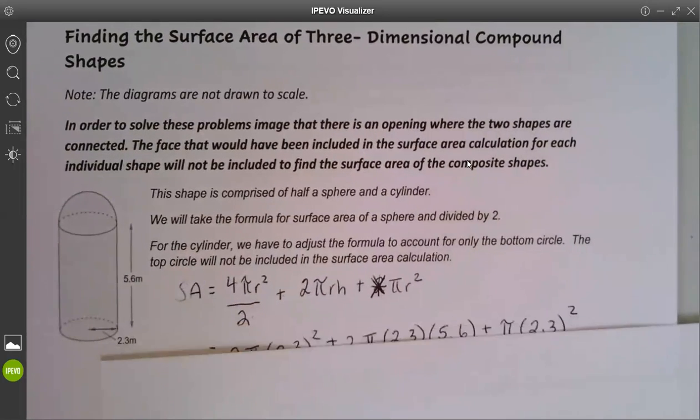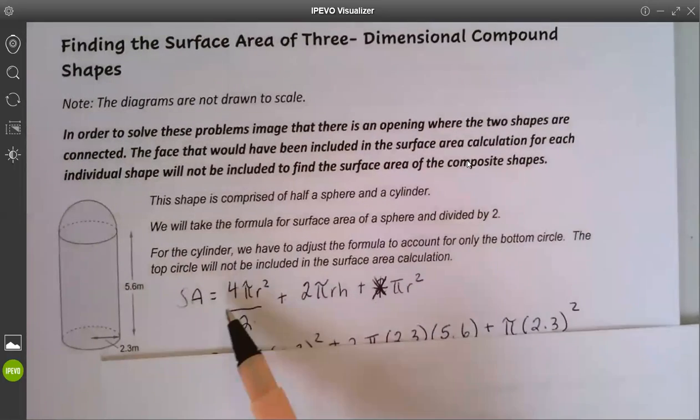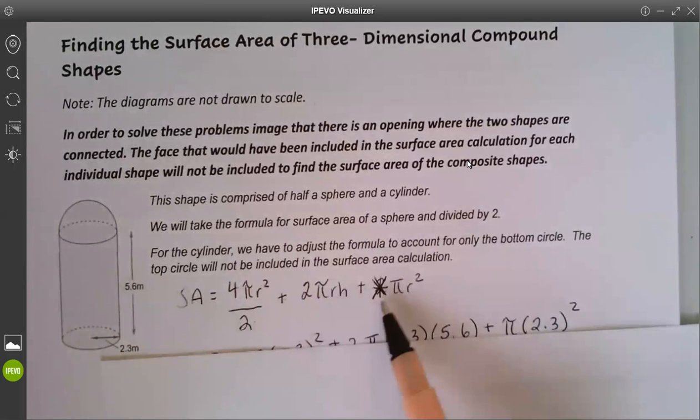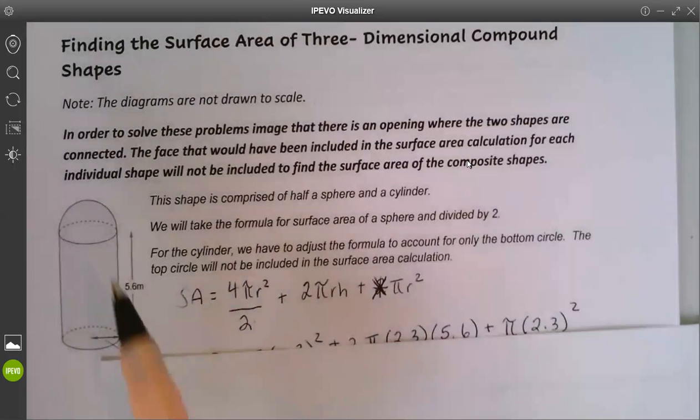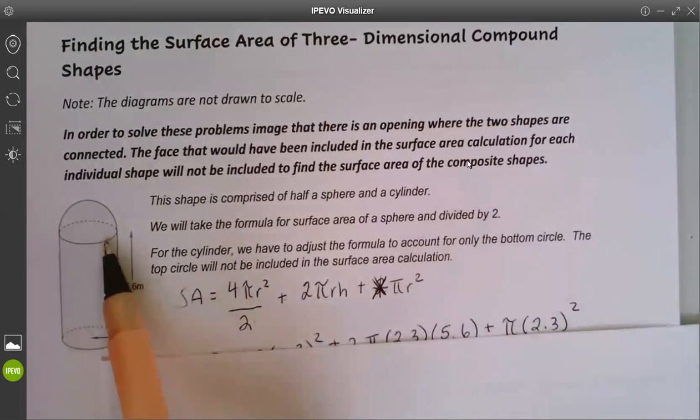I've already started here. We're going to take the surface area of a sphere, which is 4 pi r squared, but because we only have half a sphere, we're going to divide by 2. Then the surface area for a cylinder is 2 pi rh plus 2 pi r squared. Now I've crossed out the 2 because we only need to include the bottom circle. The upper circle that makes up the cylinder is going to be excluded from this calculation.